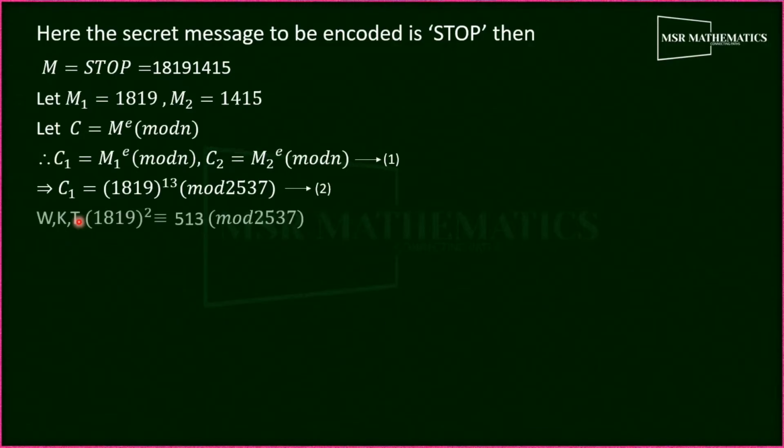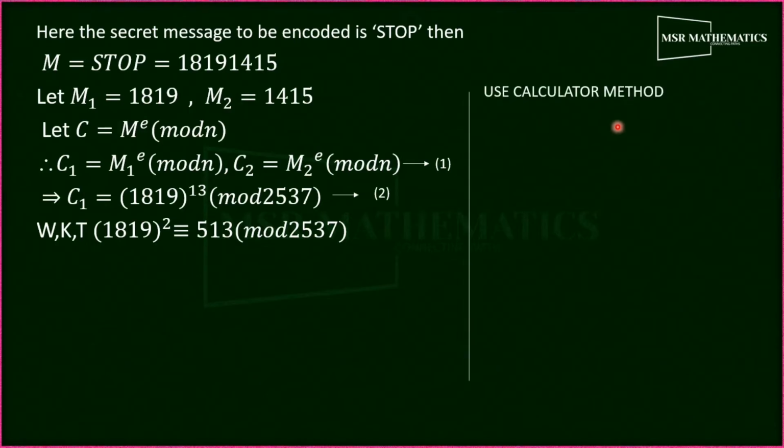So for that, first, we know that 1819 square is congruent to 513 under modulo 2537. This means 513 is the remainder when 1819 square is divided by 2537. I will show how to find the remainder for this value with the help of the calculator method. In previous videos, we studied how to find the remainder for a greater value with other types of methods, but here we are using the calculator method. This is a very easy method to find the remainder for a greater value.